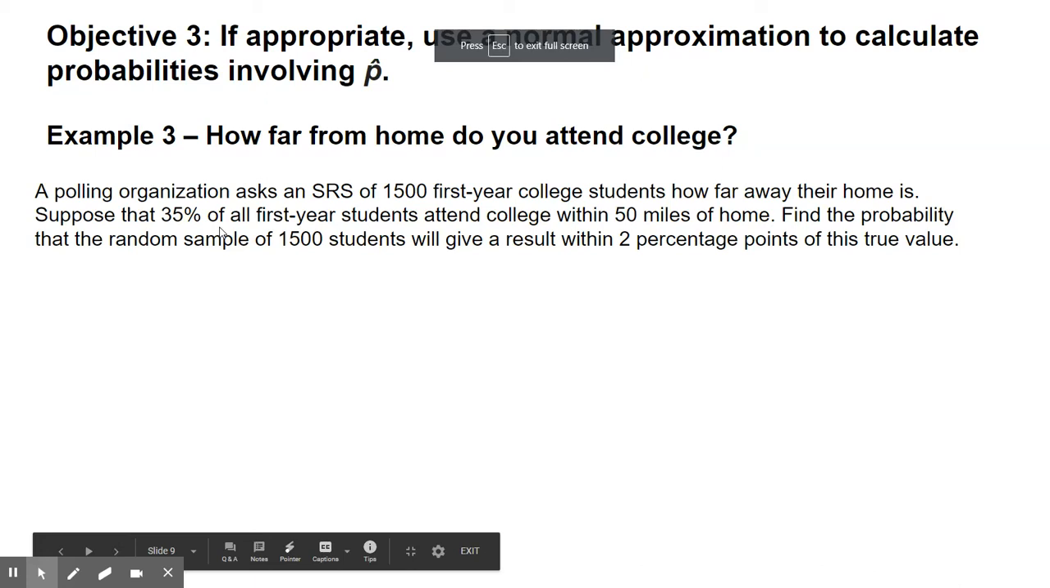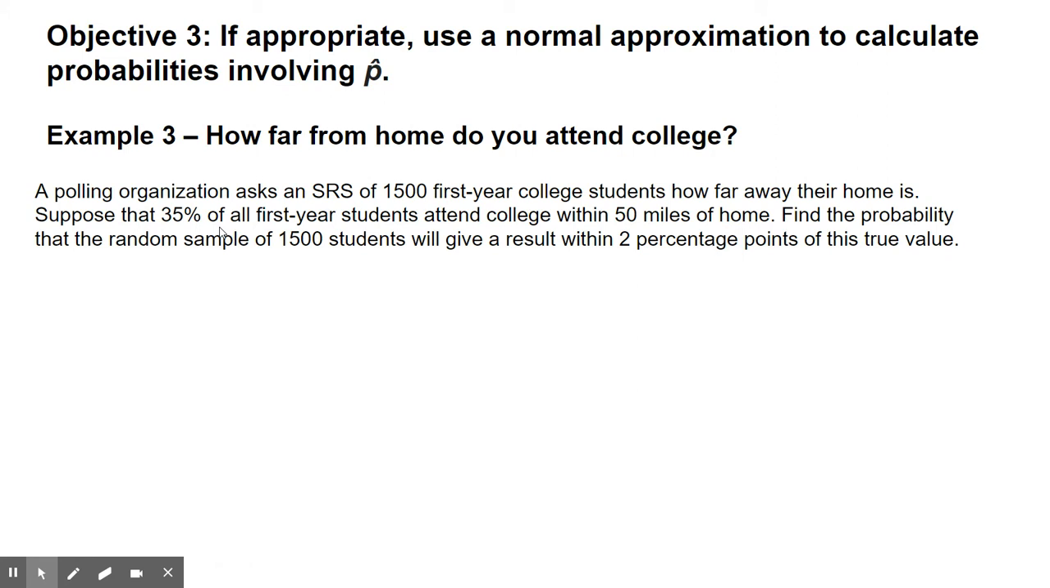Okay, so objective 3. Now we're going to use a normal approximation to calculate probabilities involving p hat. Our example says, how far from home do you attend college? A polling organization asked an SRS of 1,500 first-year college students how far away their home is. Suppose that 35% of all first-year students attend college within 50 miles of home. Find the probability that a random sample of 1,500 students will give a result within 2 percentage points of this value.